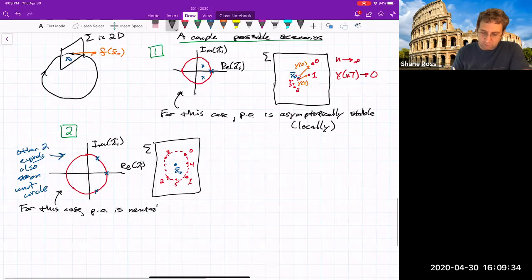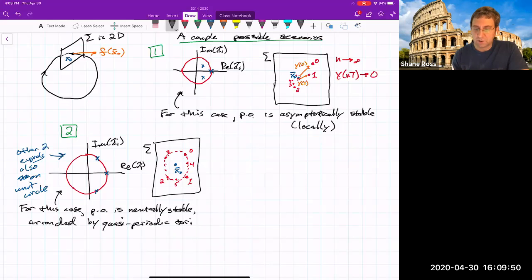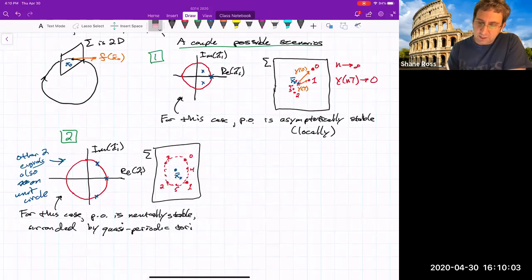It's neutrally stable and surrounded by quasi-periodic tori. Right? If I chose some other initial condition on here, I'd get some other closed curve. So this would be something you might get in a Hamiltonian system with no damping. I said a couple possible scenarios. I guess I should say a few, because I'm going to give you another.